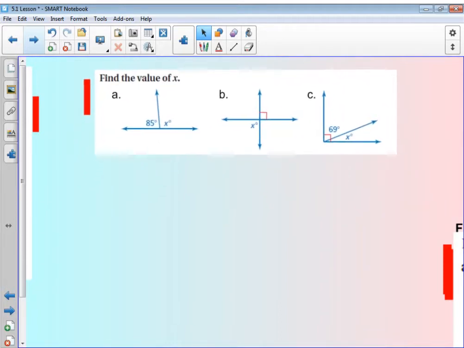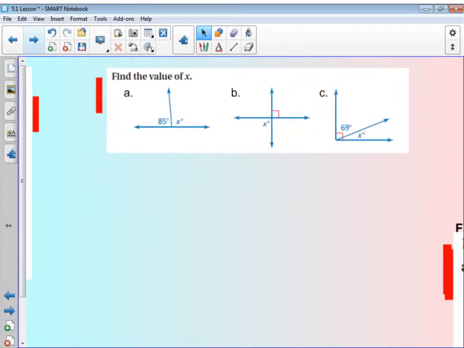Okay, so I want you guys to try these three. So go ahead and pause your video, go through and solve for A, which is working supplementary angles, B, which is working vertical angles, and C, which is working complementary angles. Solve for X on each of those.